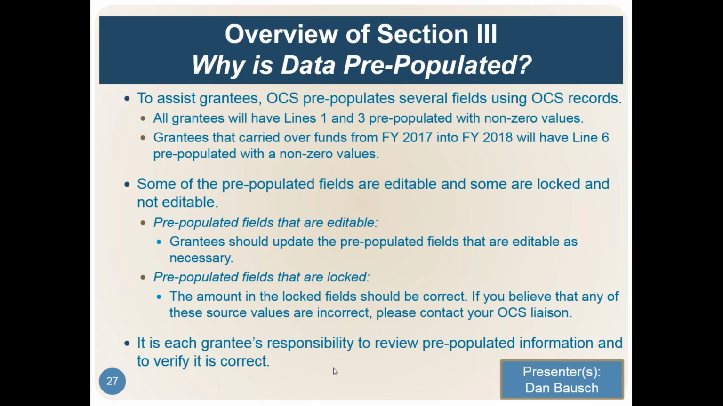OCS allows some of these fields to be editable so that you can change a value, and some of them are locked and not editable. In this case, lines 1 and 3 are not editable, but line 6 is editable, and you can go in and make updates as needed. So even though OCS does pre-populate these values for you, it's still your responsibility as you're completing your grantee survey to verify that they are correct and match your own program records, and to reach out to your liaison and OCS if there's any issues with the amounts in your form.